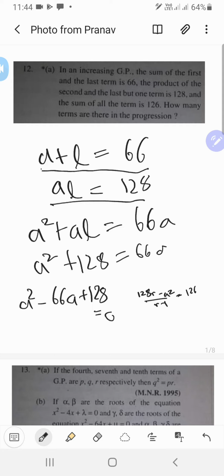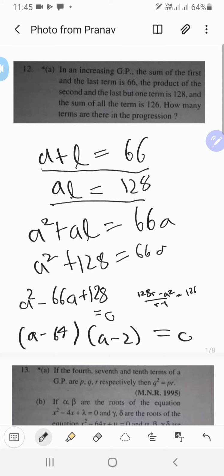128 is nothing but 2 to the 7th power, which is 32 and 34? No, that won't work. 128 is 64 times 2. Oh, that will work. So 128 is 64 times 2, and 66 can be written as 64 plus 2. So from this you get (A minus 64) times (A minus 2) equals 0. So A equals 2 or A equals 64.